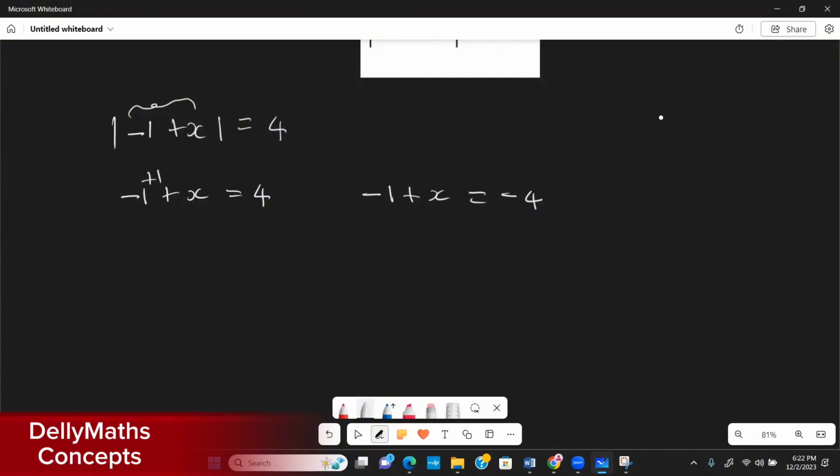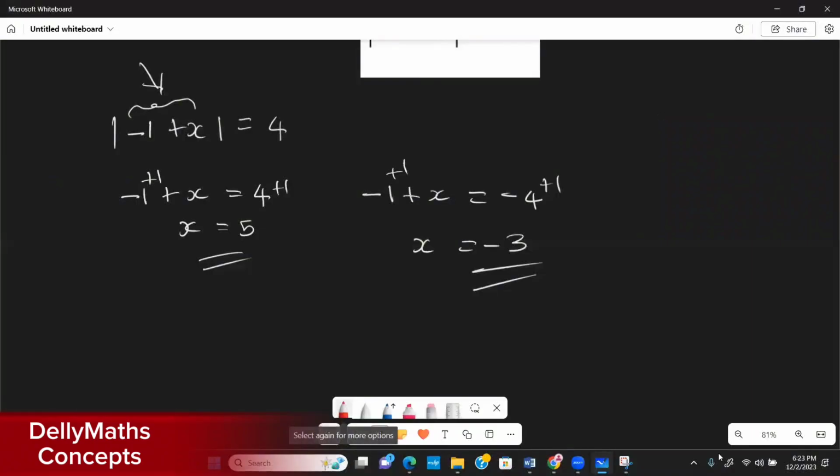So we'll add 1 to both sides. So x is equal to 5, and that's one solution, which means if x is equal to 5, then we'll end up with an absolute value of 4 if we plug it in there. This one, we're going to be adding 1. So x is equal to -3. So the two responses are as follows: x is equal to 5, x is equal to -3.